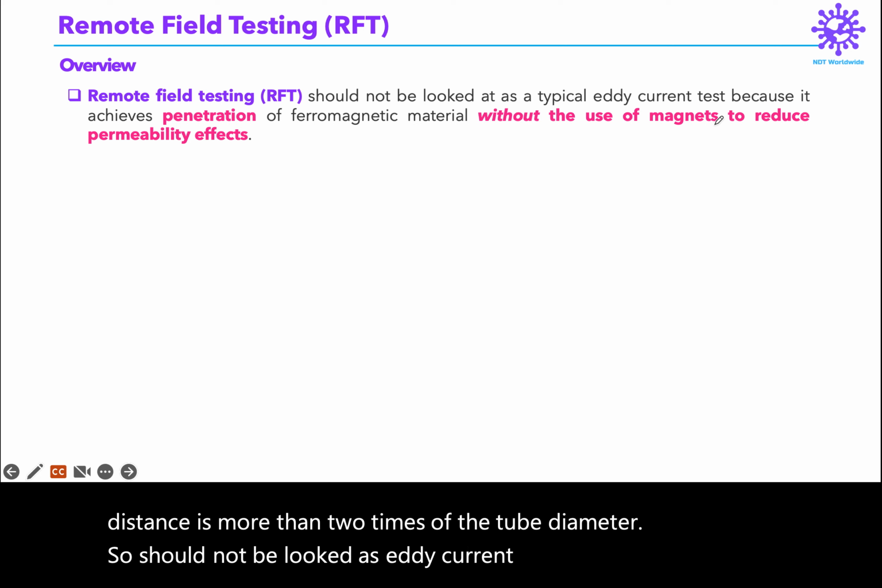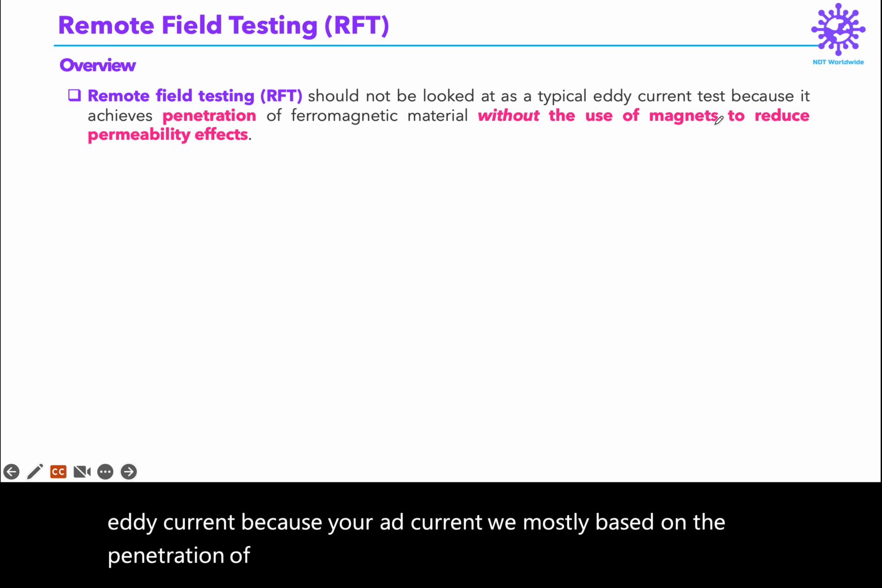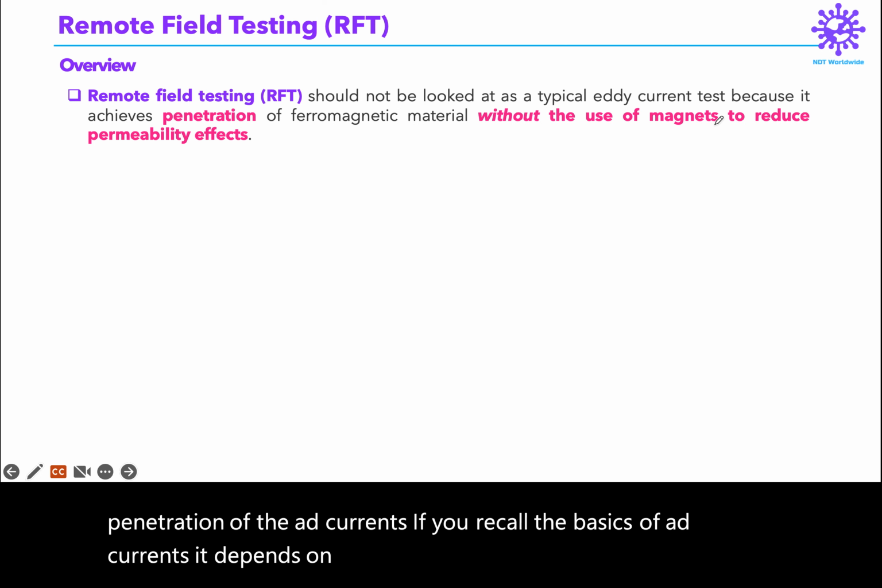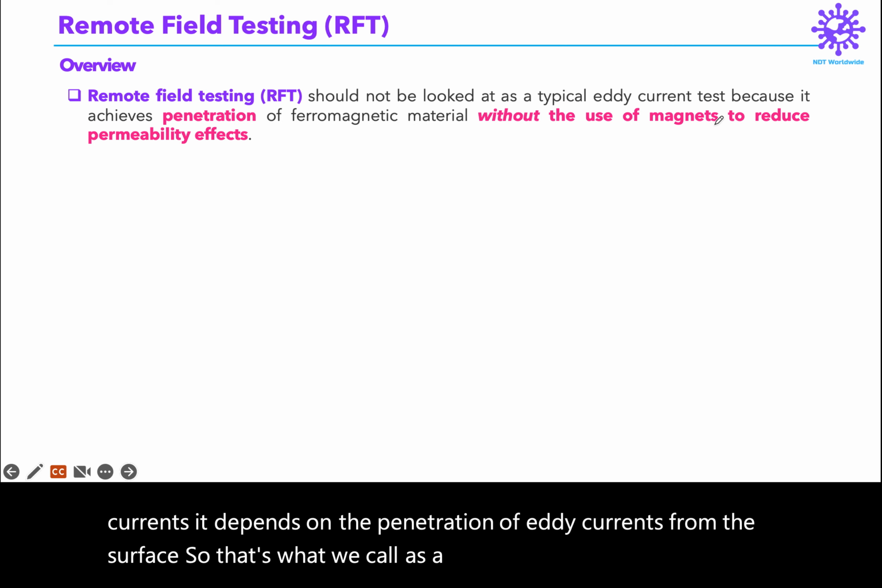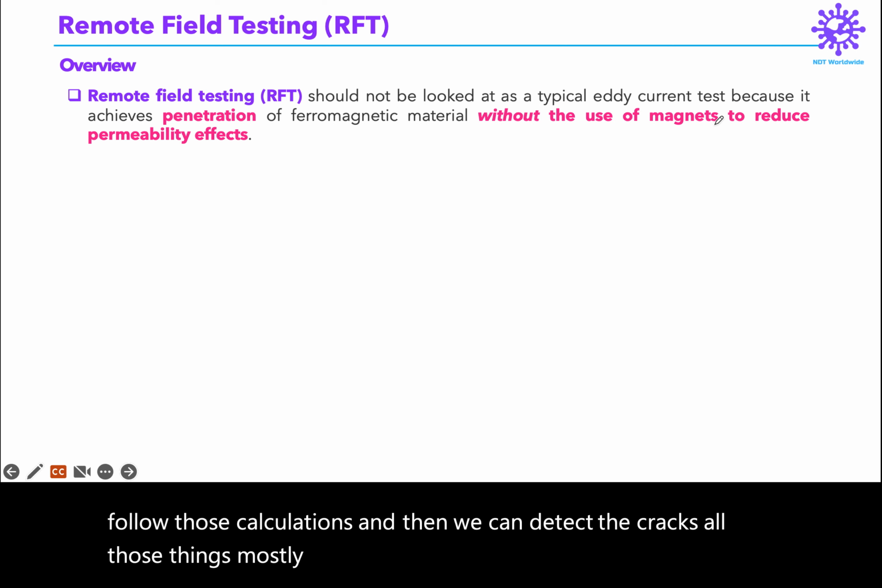It is not similar to eddy current, because eddy current is mostly based on the penetration of the eddy currents. If you recall the basics of eddy currents, it depends on the penetration of eddy currents from the surface. That's what we call skin depth, and we follow those calculations, and then we can detect the cracks, mostly surface or subsurface cracks.